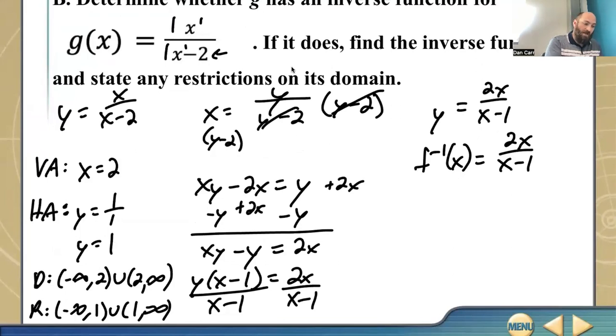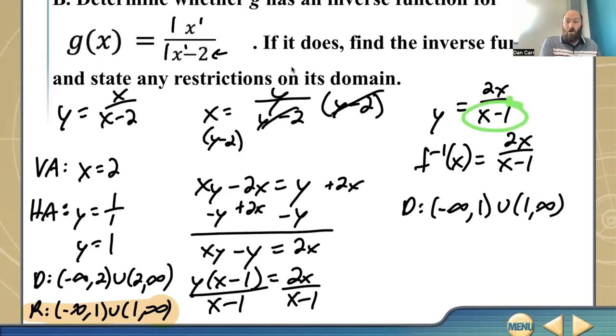Since this is the range of the original function, that is also going to be the domain for the new function, the inverse function. So this domain with its restriction is going to be negative infinity to 1, union 1 to infinity, which makes sense when you look at this right here. Our new denominator is x minus 1. That means that 1 is the one value x cannot be.